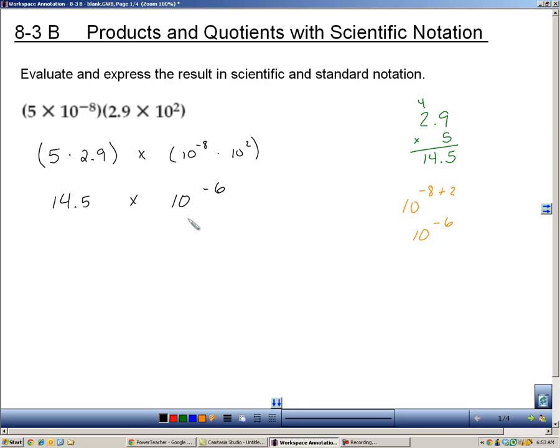Now you might be tempted to look at that and say we're all done. But if you look carefully, we're not, because this number here in the front is not between 1 and 10. And it has to be between 1 and 10 if it's going to be written in scientific notation. So where would I like my new decimal point to be? Right here. And to go from new to old, I travel 1 to the right. So I'm going to add 1 onto the exponent of my 10. So this becomes 1.45 times 10 to the negative 5th. That is my final answer in scientific notation.